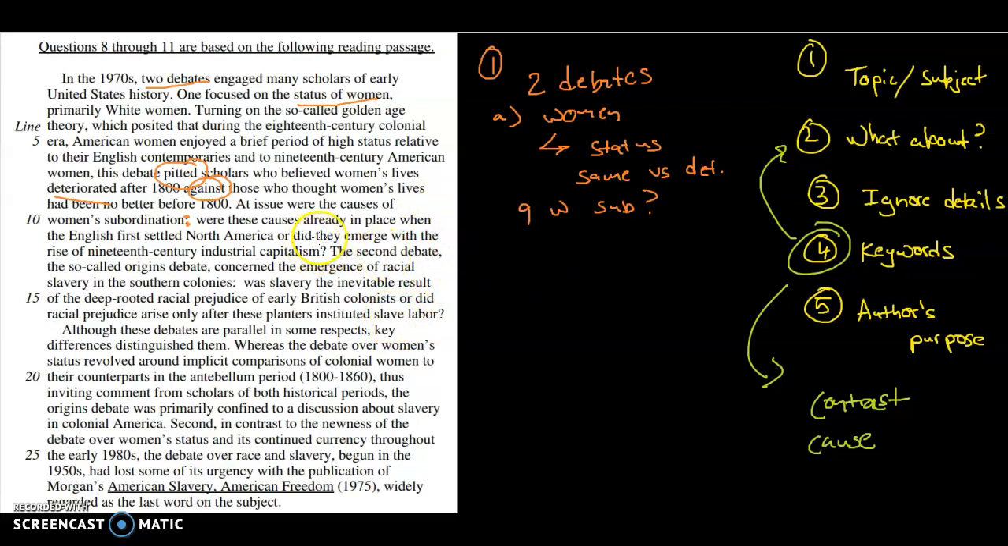And then the next bit is the second debate. Okay, so this is the other thing. The so-called origins debate was concerned with the emergence of racial slavery in the southern colonies. Was slavery the inevitable result, or would it have been avoided? So the second debate seems to be about what they just said: the origins debate. I'm going to put that down.